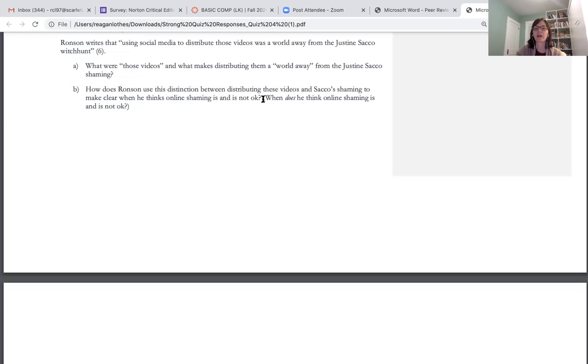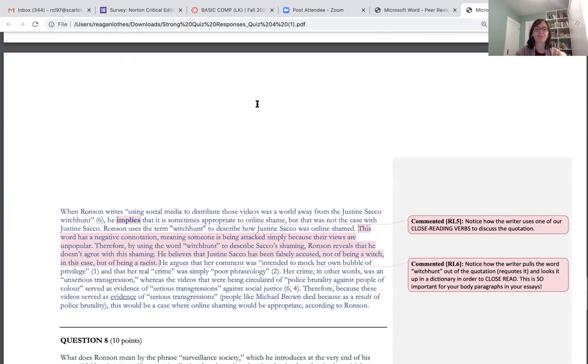Okay, and again, here I'm kind of breaking this down for you a little bit, and so you won't see a follow-up question like this in the second half of the semester. So when does he think online shaming is and is not okay, right? So in other words, if this is the question, how does the distinction make clear when he thinks online shaming is and is not okay? In order to fully answer that question, you have to define when he thinks it is and is not okay.